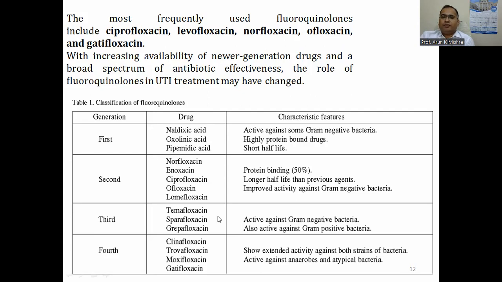So from the examination point of view, the student must know which particular antibiotic comes under which generation. Like if the question is asked, sparfloxacin belongs to which class of the fluoroquinolones, immediately the answer should be that it belongs to the third generation fluoroquinolones. If the question is that gatifloxacin belongs to which generation of the fluoroquinolones, the answer should be that it belongs to the fourth generation fluoroquinolones.